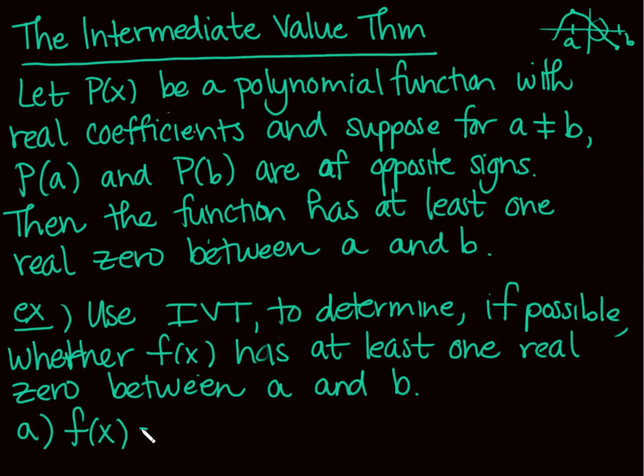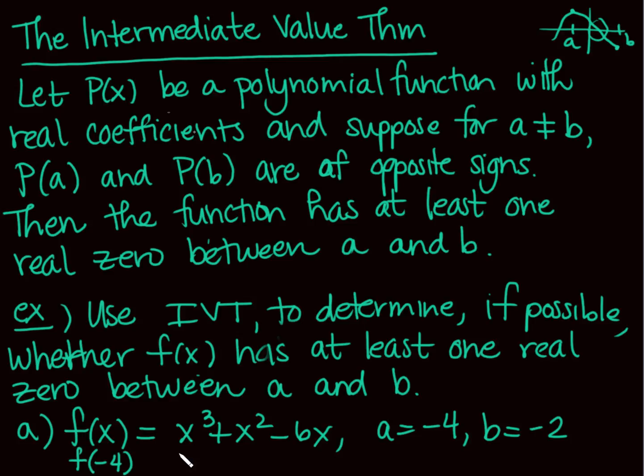So if I have f of x equals x cubed plus x squared minus 6x, and I give you that a is -4 and b is -2. Again, what does the intermediate value theorem say? If I evaluate my polynomial at A and at B and they're opposite signs, then I'm guaranteed that there is a zero between -4 and -2.